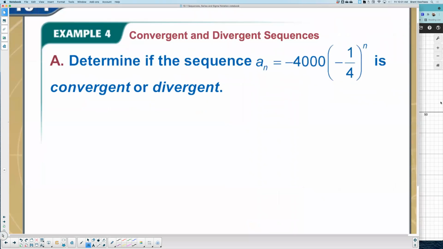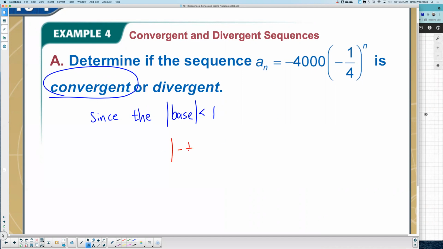So this is converging. And here's the rule. Converging: since the base is less than 1 in absolute value. If the absolute value of your base, so ignore the negative, doesn't matter, if the absolute value of that base is less than 1, it's convergent. So the math here is the absolute value of negative 1/4 equals 1/4. And that is less than 1. That's why it converges.